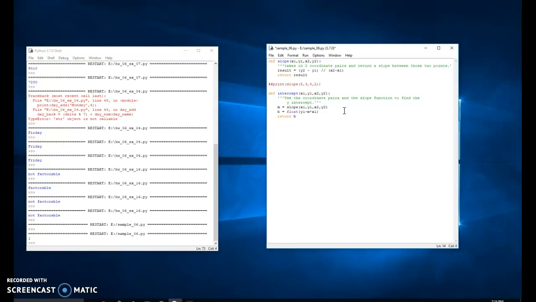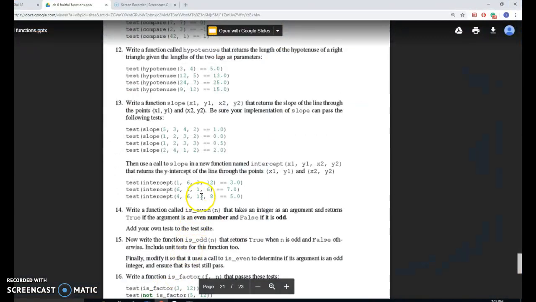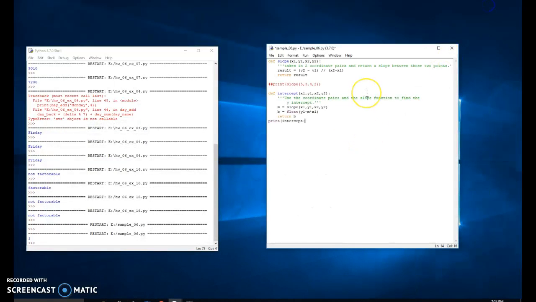And now to see if it's working, we will test out one of the points that we're given. What are the numbers? Oh, 1, 6, 3, 12. I think I have everything correct.